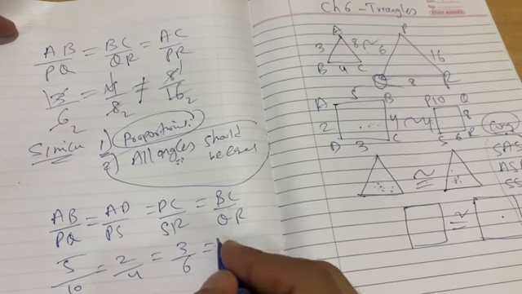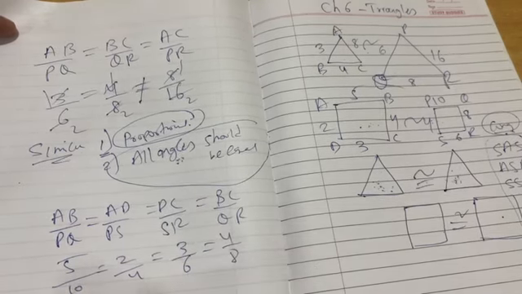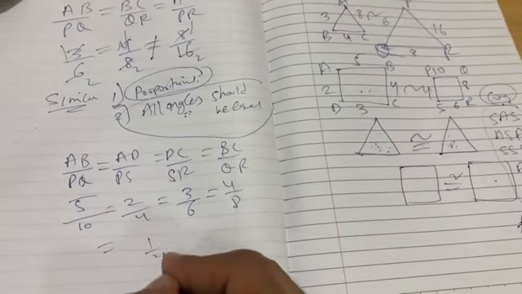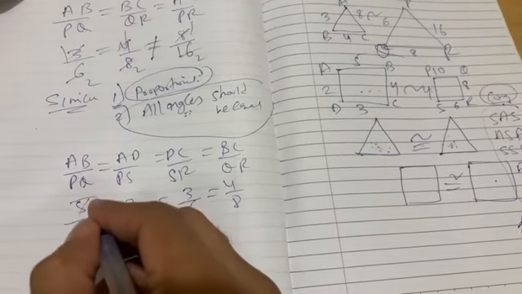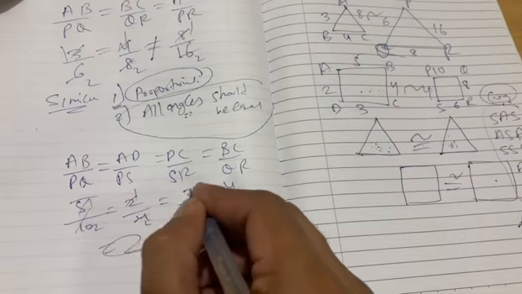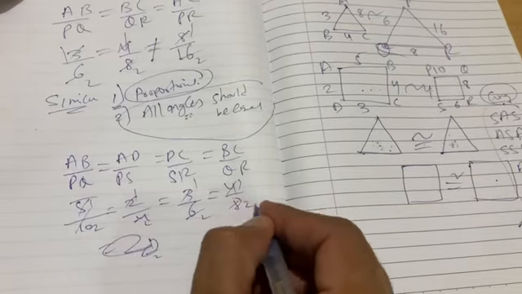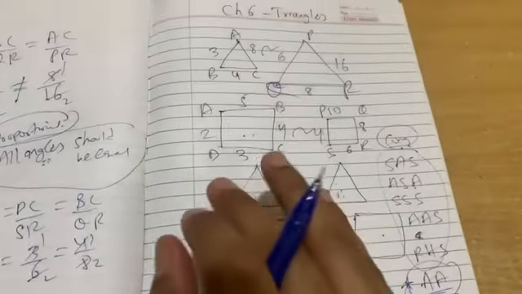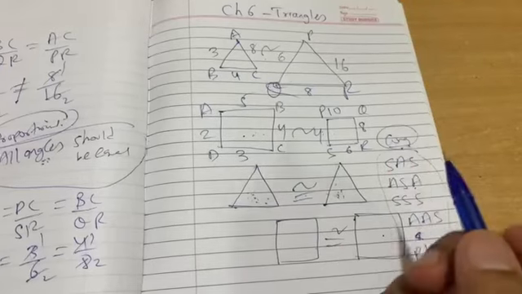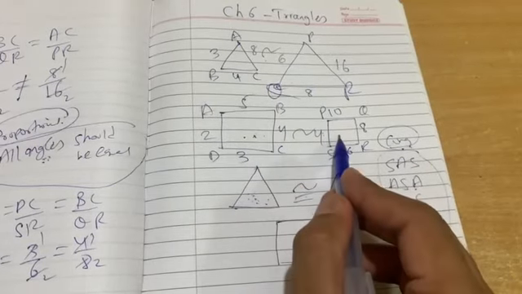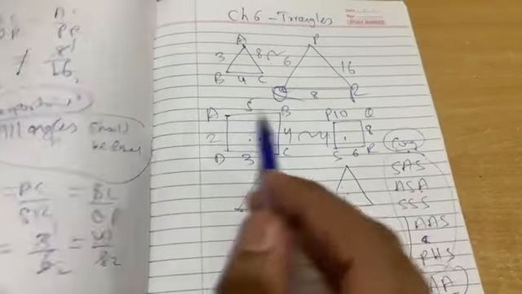3/6. BC is what? 4/8. If you observe all answers, you are getting 1/2, 1/2, 1/2, 1/2. So a very important thing: how to find that a figure is similar, not by observation. We have to solve. So how to solve?